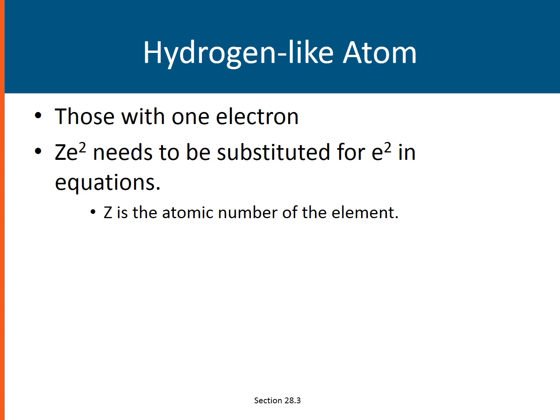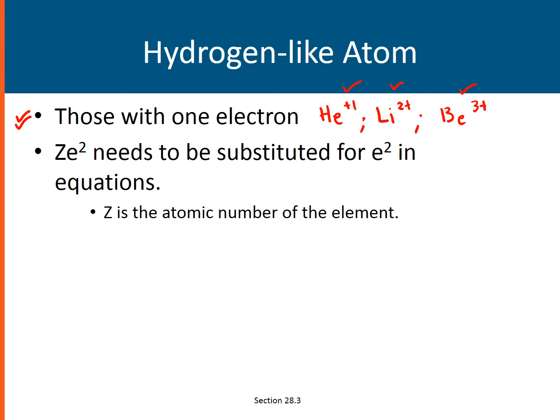The analysis used in the Bohr theory is also successful when applied to hydrogen-like atoms. Now, an atom is said to be hydrogen-like when it only has one electron. Examples of that would be a singly ionized helium, so He+, or a doubly ionized lithium, Li2+, or a triply ionized beryllium, Be3+. All of these would contain one electron and therefore may be treated as hydrogen-like.